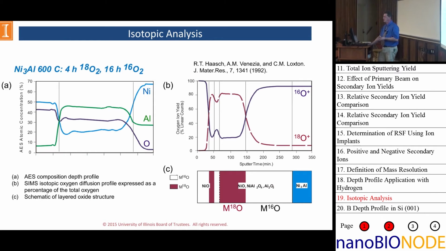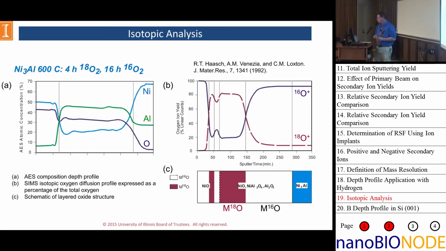Another experiment that was done, you may recognize that name, was looking at diffusion of oxygen into a nickel-3 aluminum alloy. And so what they did was 4 hours of 18 oxygen, an isotope of oxygen, followed by 16 hours of normal mass 16 oxygen. And because we're looking at masses, you can look at the isotopic analysis.